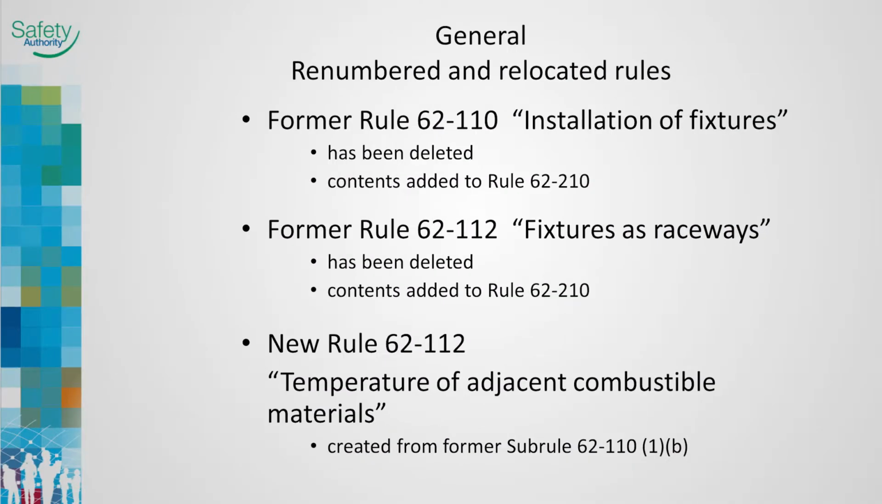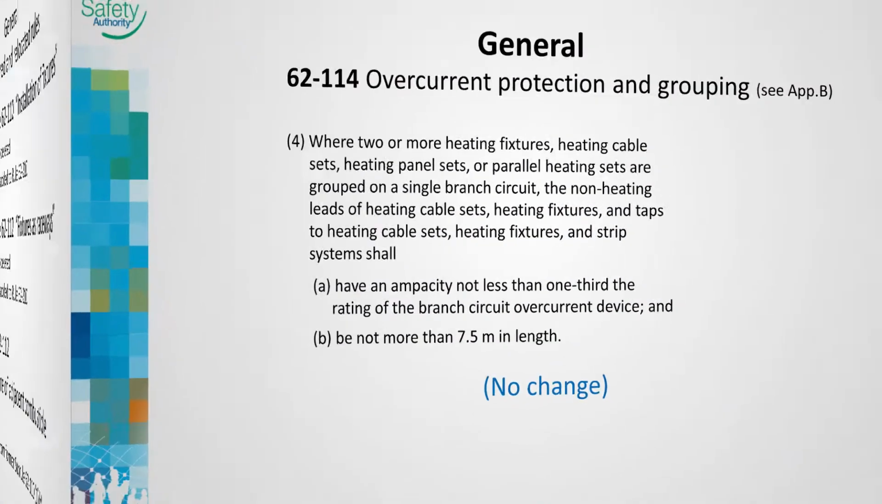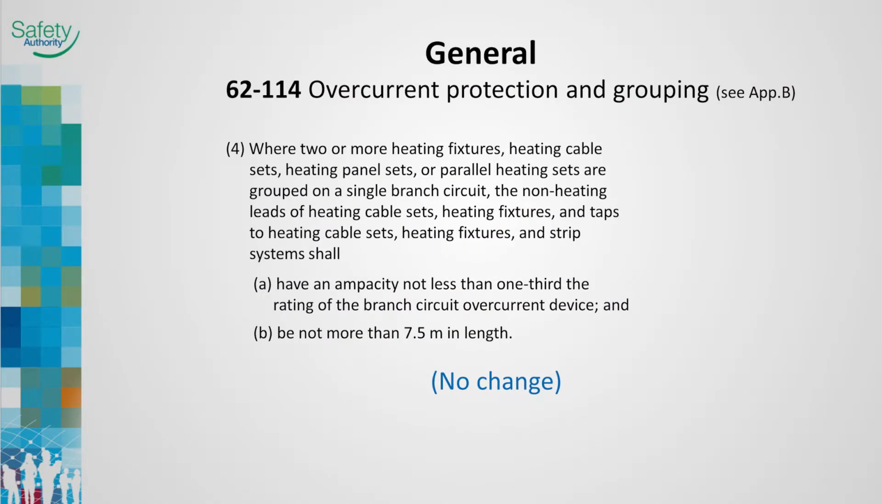Some rules have been deleted. Some subrules have been relocated as they fit better under the section for electric space heating systems than under the general section. Subrule 4 requires the ampacity of the non-heating leads of heating devices to be a minimum of 1/3 the ampere rating of overcurrent devices protecting the circuit, and a maximum of 7.5 meters in length.